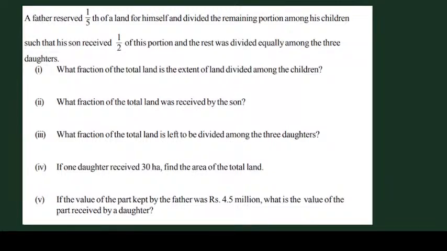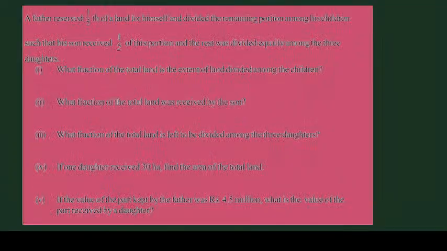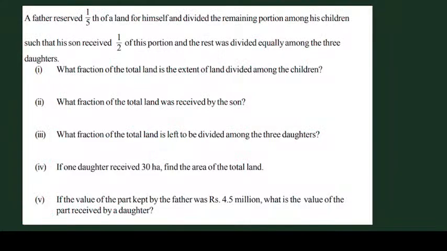Right, let's look at this question. A father reserved 1/5 of land for himself and divided the remaining portion among his children, such that his son received half of this portion. And the rest was divided among his three daughters equally.